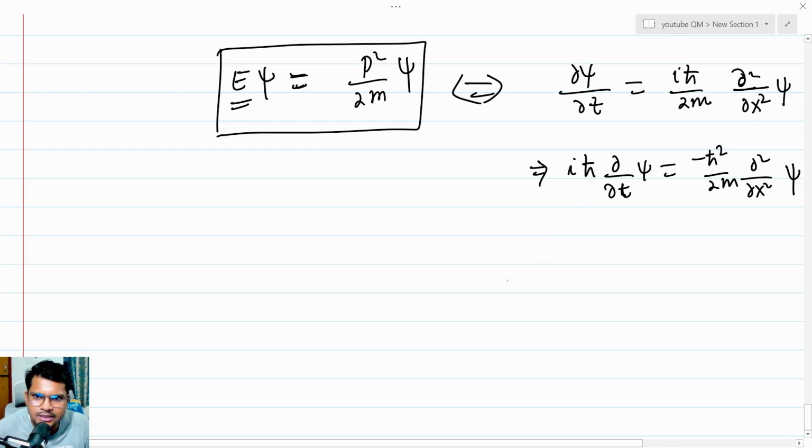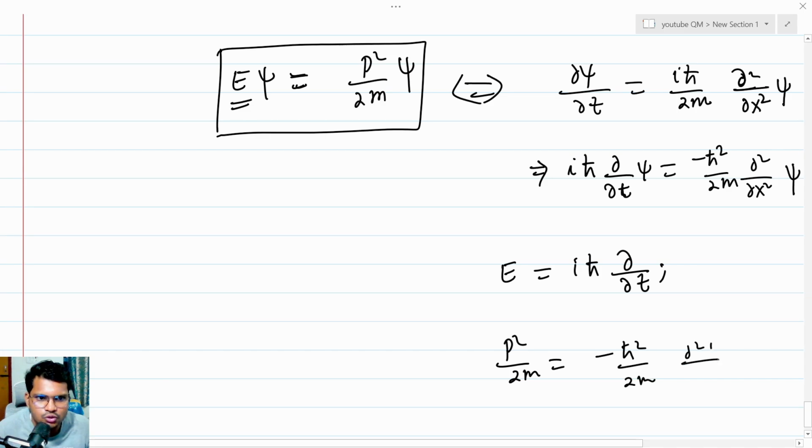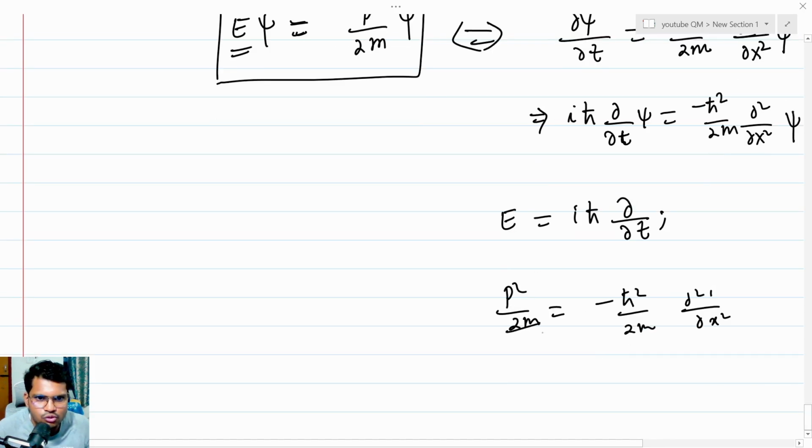So this E will eventually become what? It simply says that whatever the E is, it is your i h bar del by del t, and p squared by 2m. So now comparing, p squared by 2m is equal to minus h bar squared by 2m del 2 over del x squared, right? And 2m cancels out. p becomes minus i h bar del by del x.